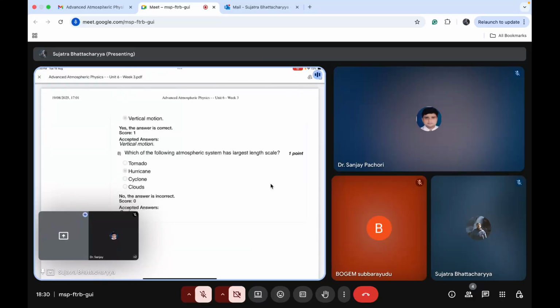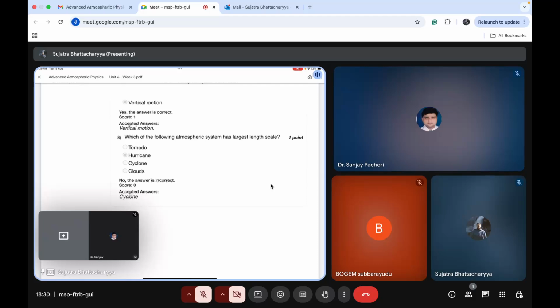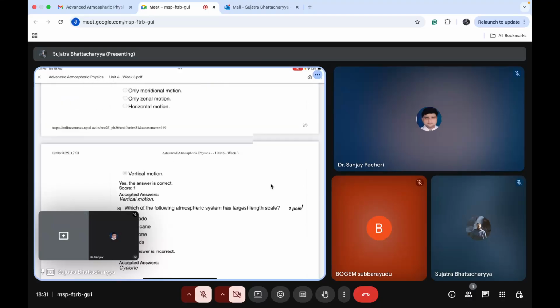Okay, which of the following atmospheric systems has the largest length scale? See, hurricane and cyclone both are the same, but the names are different in different areas. I don't know why the accepted answer is only cyclone, but cyclone and hurricane share the same scale. So I am not very sure about this. I would say if you go ahead with cyclone, that is also correct. Hurricane is also correct. I'm not very sure why particularly cyclone is mentioned as the answer.